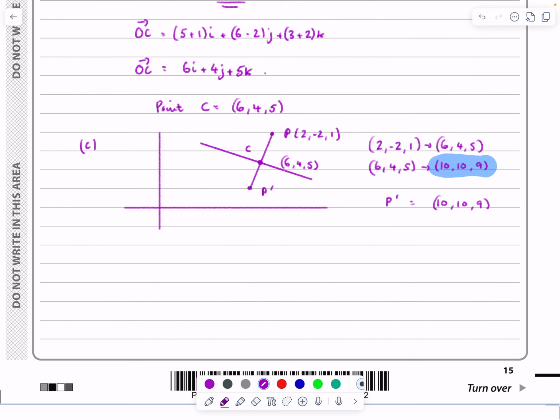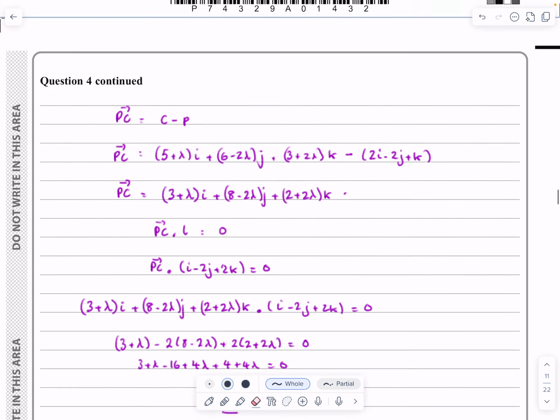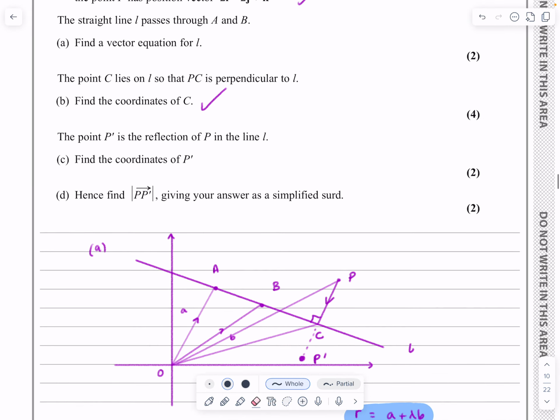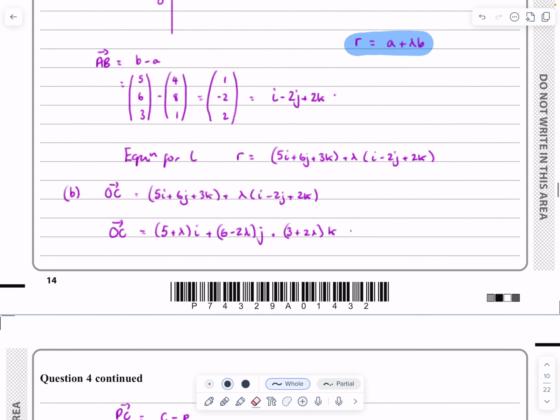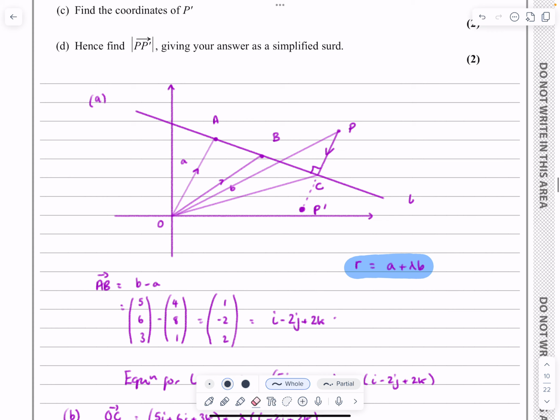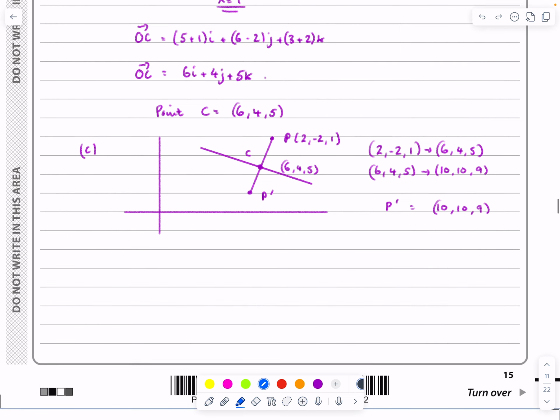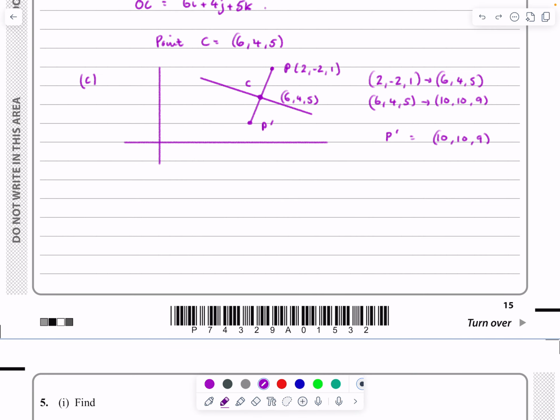You might think that's an unusual sort of little technique there, but I've used that lots of times in other videos of mine. Go and have a look at them. They seem to like doing that when we're going through and doing these sorts of questions. So finally, hence find the length of PP dash and give that as a surd. So if I want the length of PP dash, if you think about it, it's simply the distance from that point to that point, and we've got both of those points there. So for part D, it's just the length of a straight line.